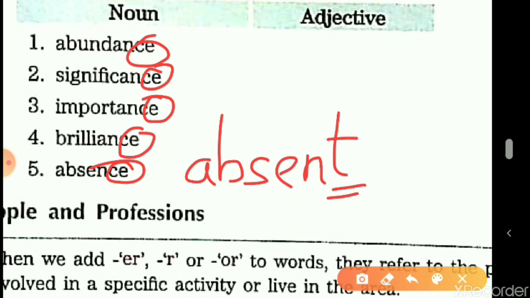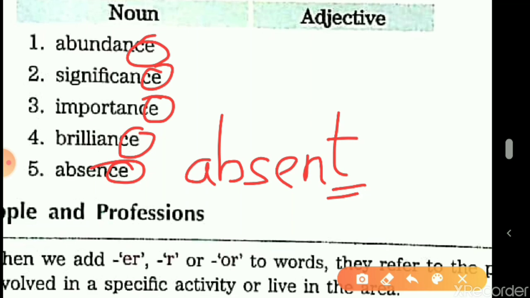Fourth, brilliance, remove the ce from the end and add t. It will become brilliant. Again, we have changed brilliance into brilliant, which is an adjective. Fifth, absence, remove the ce, add t, absent, which is again an adjective. And two more examples I've given you. The word is violence, and if you remove the ce and add t, it will become violent. Then the next word is patience. If you remove the ce and add t, it will become patient.